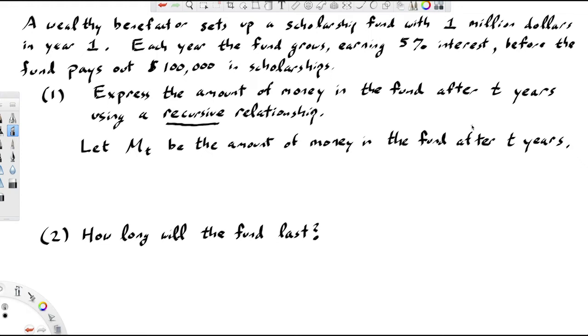Now, it's given to us that the fund starts with $1 million in year one. So M1 is equal to 1 million. And this isn't the recursive relationship yet. The recursive relationship will tell us what M2 is in terms of M1, and M3 in terms of M2, and so on and so on. And there isn't really a lot of algebraic manipulation involved. It's more a question of, can you take a real life situation and express it using symbolic algebra.